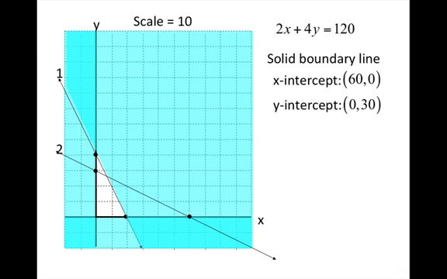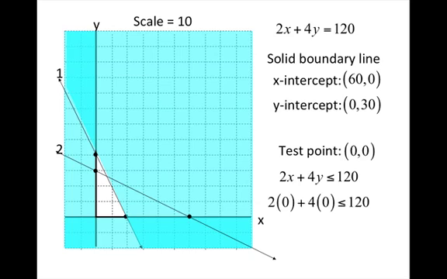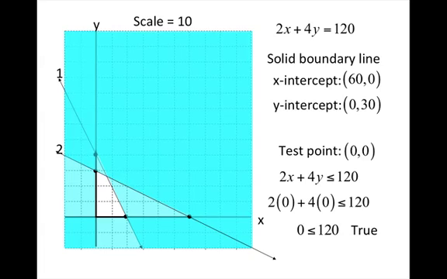Again, this boundary line does not go through the ordered pair 0, 0, so I can use 0, 0 as my test point. So go back to the original inequality, 2x plus 4y is less than or equal to 120, and replace x and y with zeros. This gives me 0 is less than or equal to 120, and that's true. So the area below the line is true, so I'm going to mark out the area above the line.